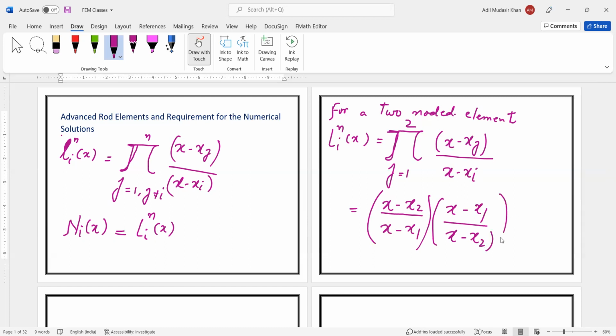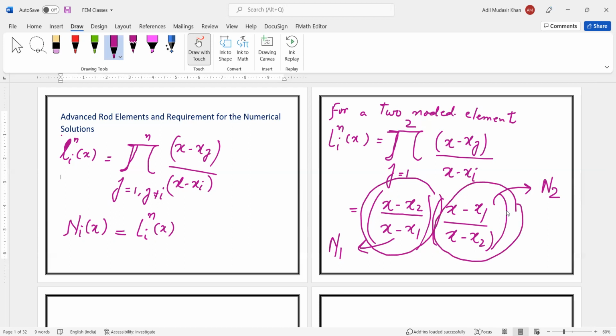Okay, that's it. So this is one of our shape functions, that is what we call N1, and this is another shape function that we call N2. Okay, so this is how we obtain our shape functions N1 and N2 in terms of the Lagrangian polynomial, in terms of the normalized Lagrangian polynomial.